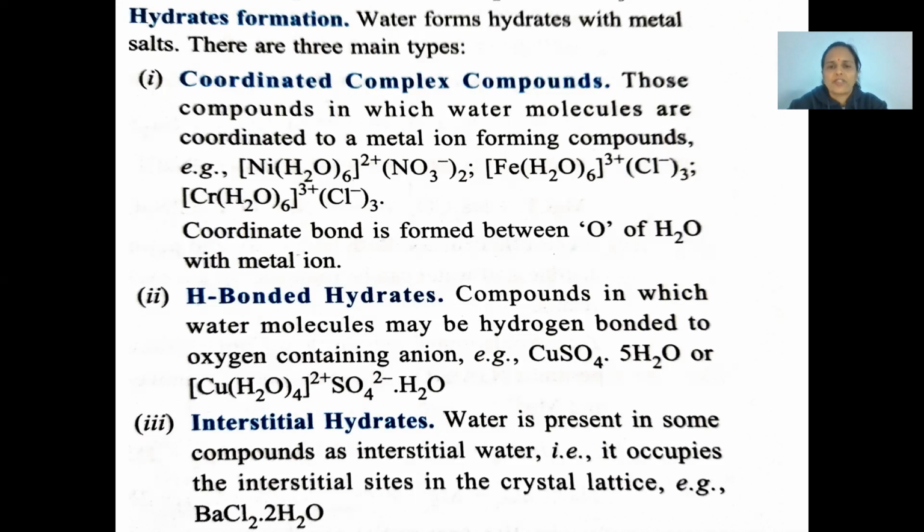Hydrogen bonded hydrates. Compounds in which water molecules may be hydrogen bonded to oxygen containing anion. Example, CuSO4.5H2O or [Cu(H2O)4]2+ SO4 2- . H2O. Interstitial hydrates. Water is present in some compounds as interstitial water. That is, it occupies the interstitial sites in the crystal lattice. Example, BaCl2.2H2O.